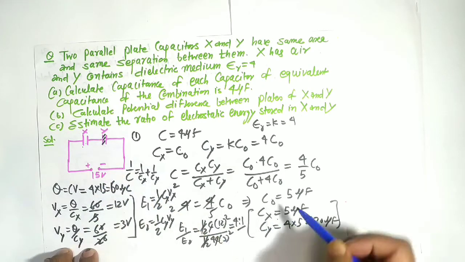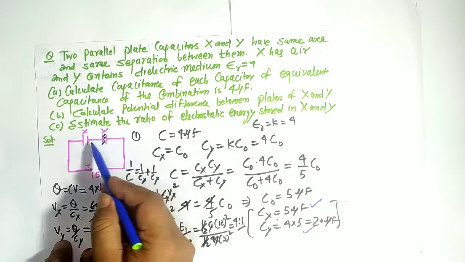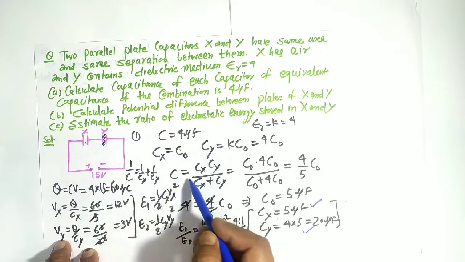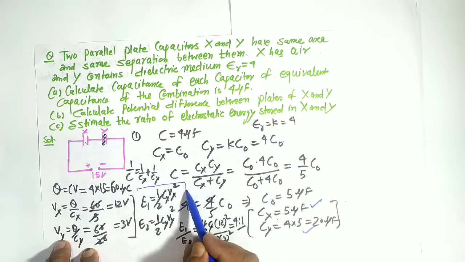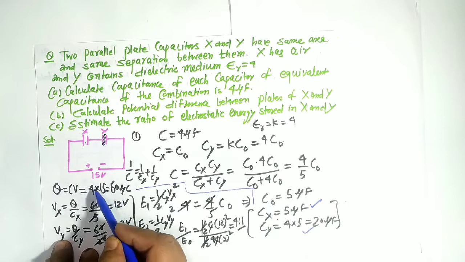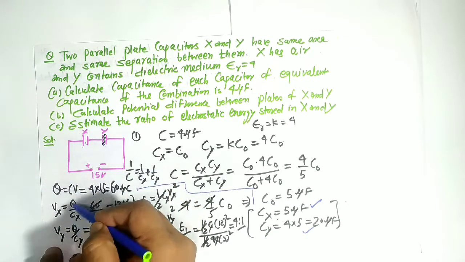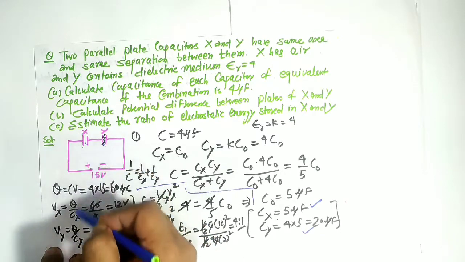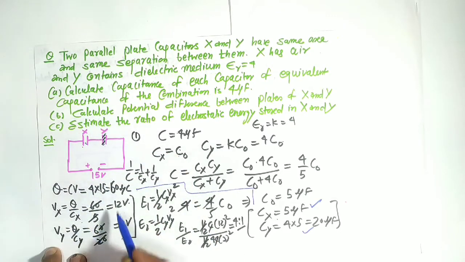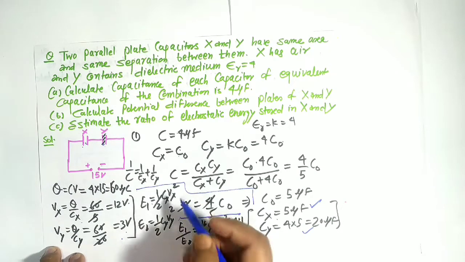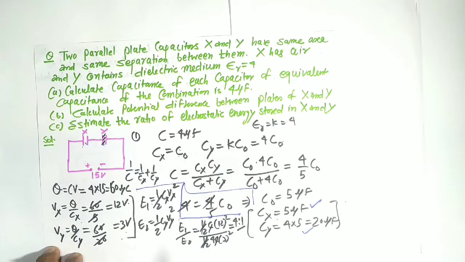The capacitances Cx and Cy, you calculated how? Because net capacitance was given. This is C naught, and it will be K times of C naught. Then you calculated it from here, and the net charge will be same. So potential you can get like this, 12 volt and 3 volt, Q by Cx, charge is same. So 12 and 3, and then the energy ratio formula half Cx Vx square, and we know that it will be this ratio.